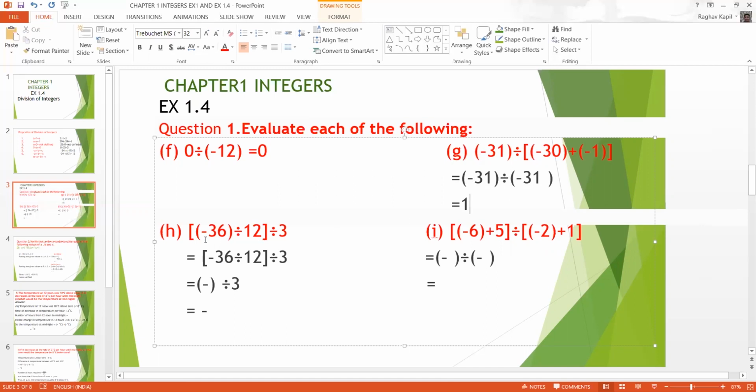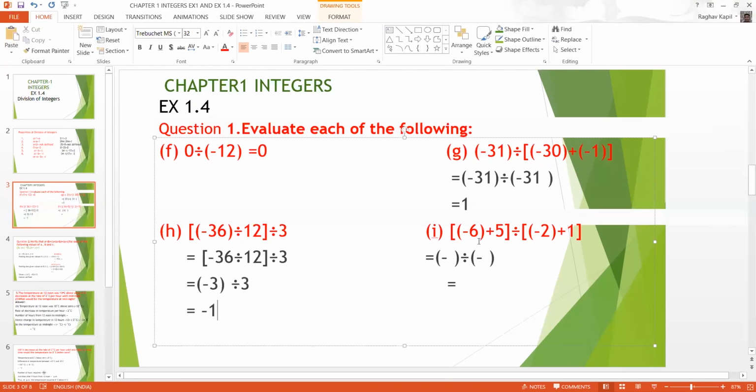Now next, minus 36 divided by 12. First we will solve the bracket. So 12 ones are 12, 12 twos are 24, and 12 threes are 36. So the result is 3, and it would be negative. When minus 3 is divided by 3, 3 ones are 3, and the result will be what? Minus 1. Why? Because they have unlike signs.